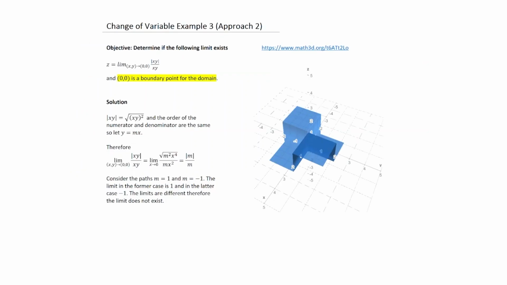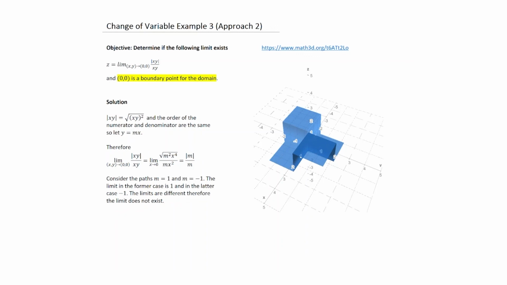Okay, so the last example, example 3, is this one involving absolute value, which is a bit of a tricky function, but there's a simple way to deal with it. So we want to look at the limit as x, y approaches 0 of the absolute value of xy divided by xy. Clearly, the point 0, 0 is a boundary point for the domain.